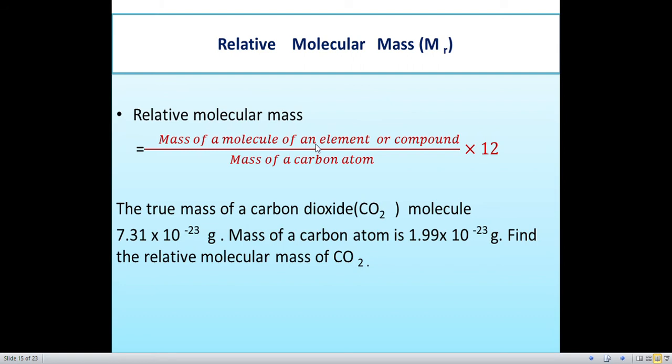Relative molecular mass. So this is the equation: mass of a molecule of an element or compound, we have to divide by the mass of a carbon atom into 12. The true mass of a carbon dioxide molecule is given as 7.31 × 10^-23 gram. Mass of a carbon atom is 1.99 × 10^-23. I think you are familiar with this number now. Keep this in mind. Find the relative molecular mass of carbon dioxide.